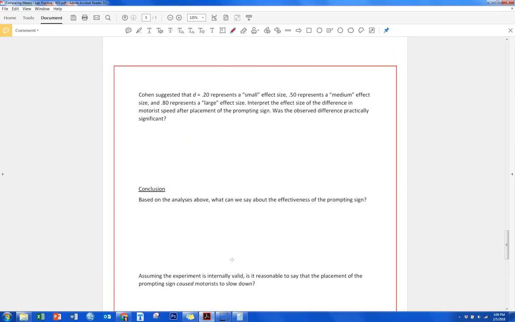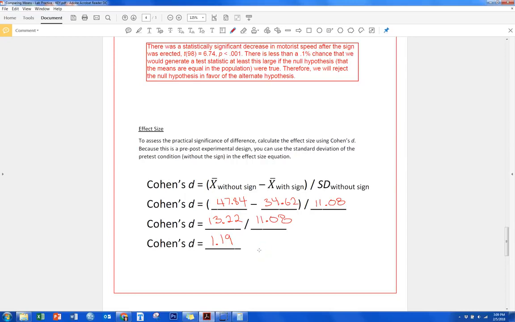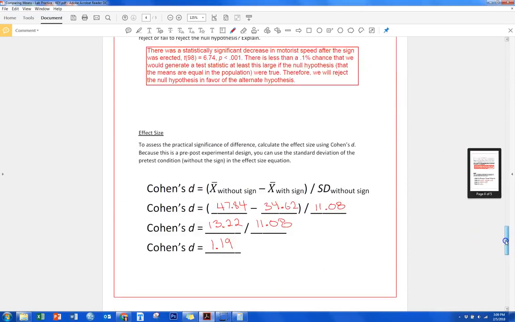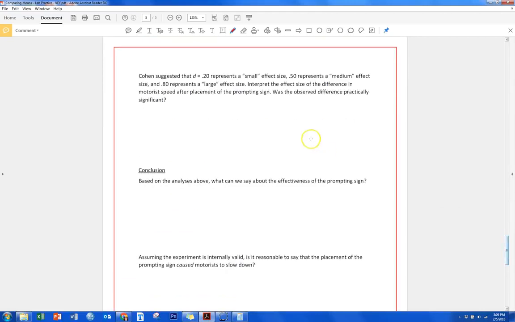1.19. So now we have to interpret that. Okay, so Cohen's d, it's 1.19. Is that good? We have to use Cohen's criteria. Cohen suggested that 0.2 is a small effect, 0.5 is a medium effect, and 0.8 is a large effect. So 0.8 is large, and we have 1.19. So this is very large, right? It's over a standard deviation, whereas 0.8 standard deviations is already large as is. So this is a big effect.